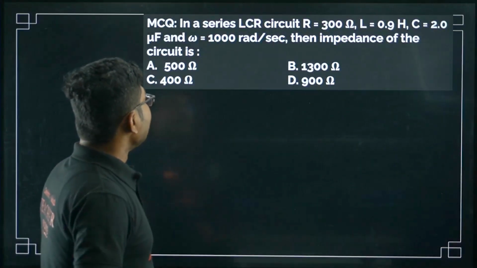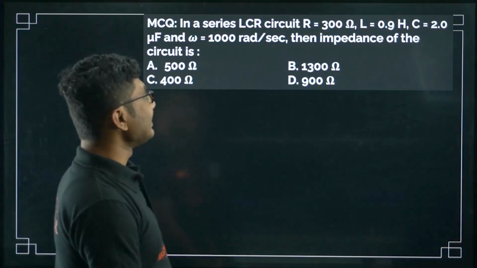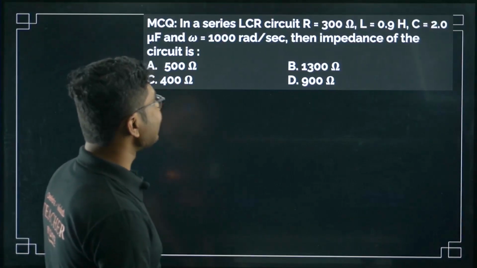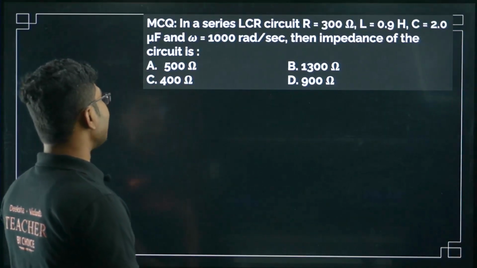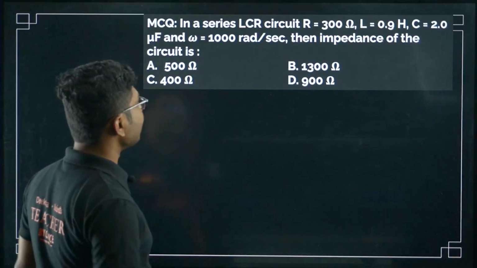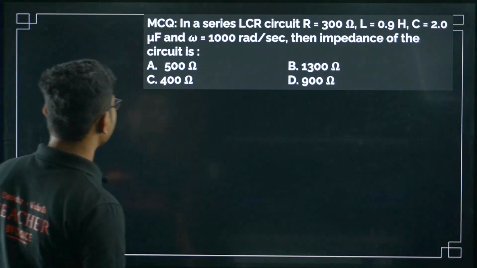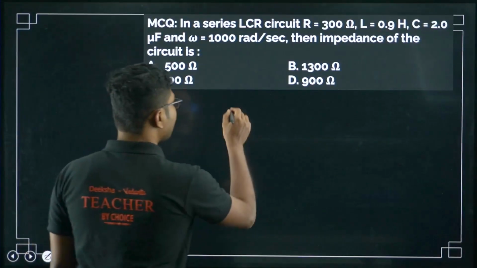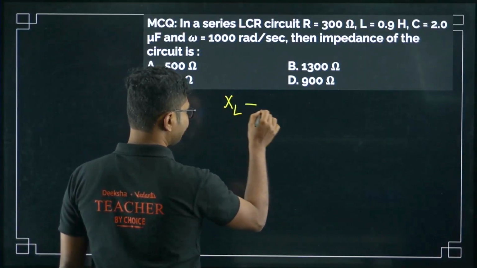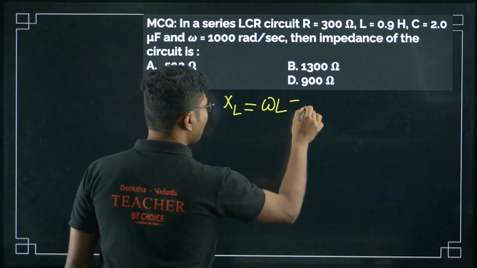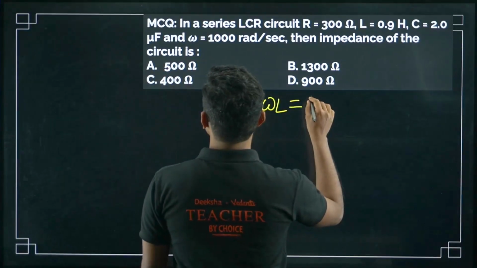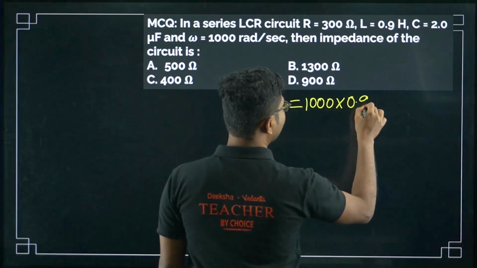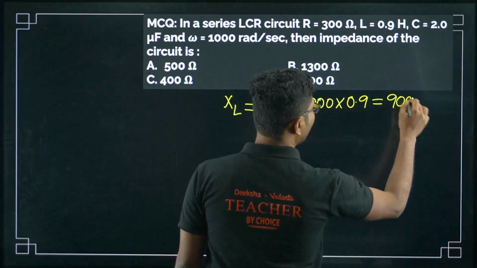Now, in a series LCR circuit, R is 300 ohm, L is 0.9 Henry, C is 2 microfarad and omega is 1000 radian per second. Then you have to calculate the impedance of the circuit. How to do that? First we will calculate XL. XL is omega L. Omega is 1000 and L is 0.9, that is 900 ohm.